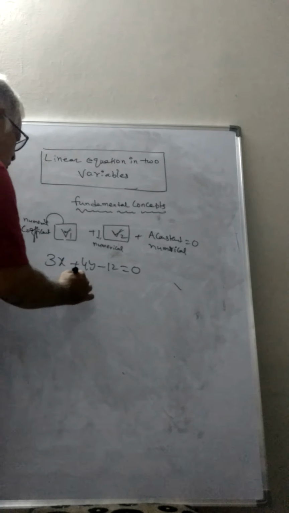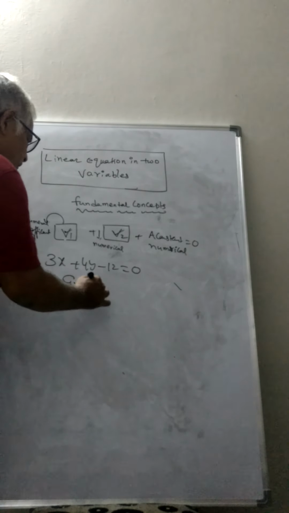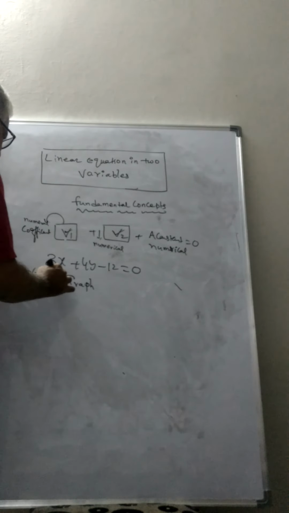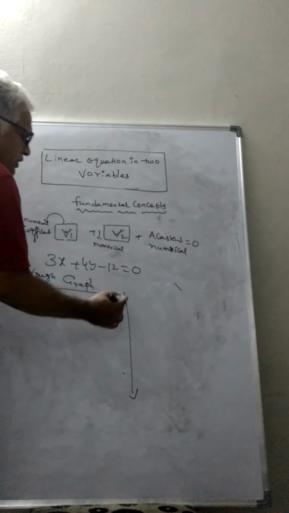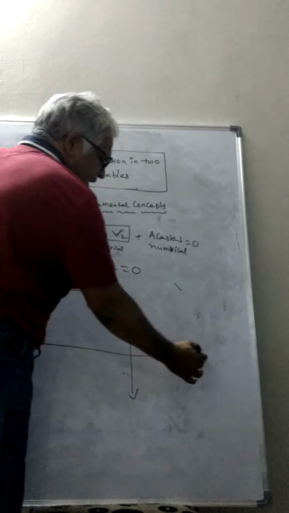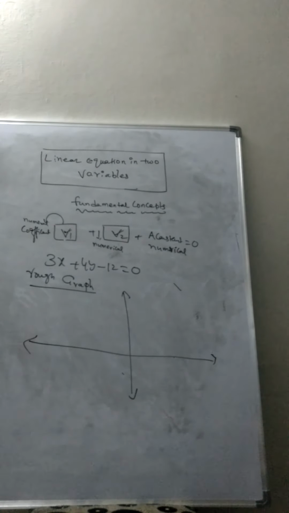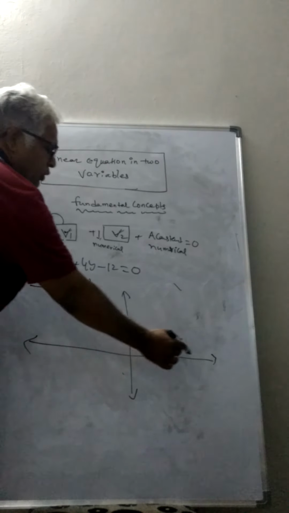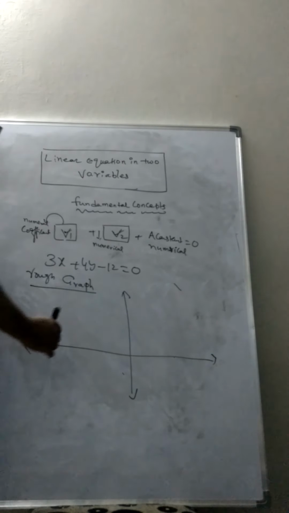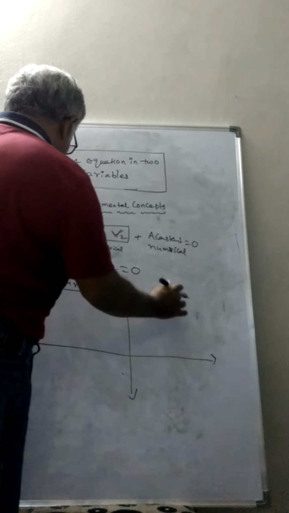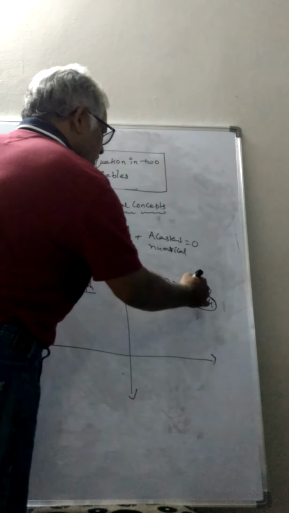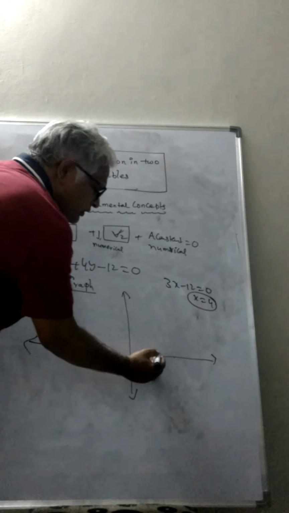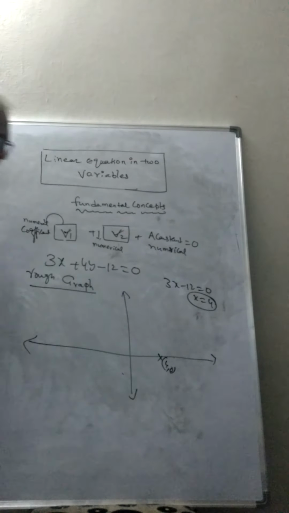Now let us try to draw the rough graph of this particular equation in two variables. Any graph consists of a vertical line, the y-axis, and a horizontal line, the x-axis. Now on the x-axis, what is the y value? The ordinate y value is 0. If y is 0, 3x minus 12 is equal to 0, so x is equal to 4, 12 by 3. So 4 comma 0 would come here.